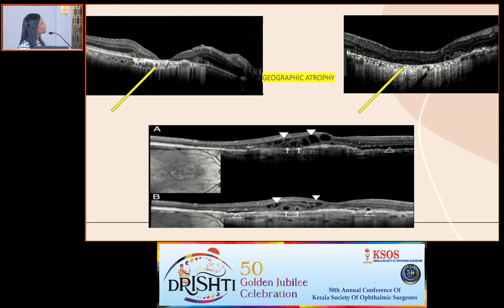So this is the picture of geographic atrophy. You can see there is complete loss of the outer retinal layers. You cannot see the ellipsoid, you cannot see the photoreceptors or the RPE, with the reverse shadowing. This is the geographic atrophy, and this is what is called the outer retinal tubulation.